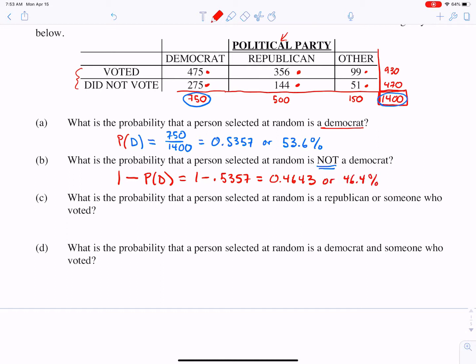So about a 46.4% chance that you're not a Democrat. Now that makes perfect sense, right? Because you either are or you are not, and they have to add up to 100%. So there's 53.6% that are Democrats. There's 46.4% that are not Democrats.